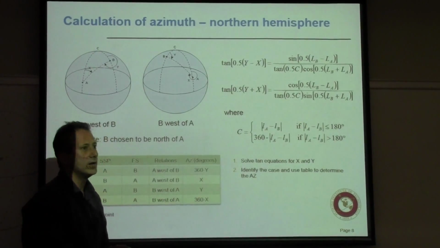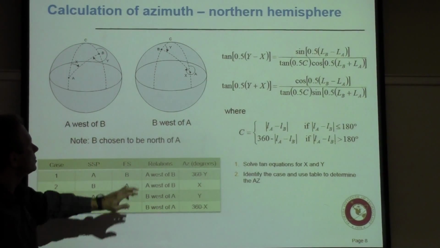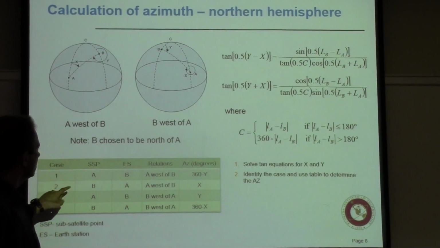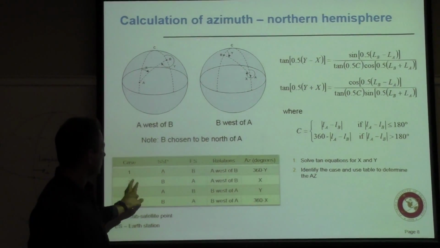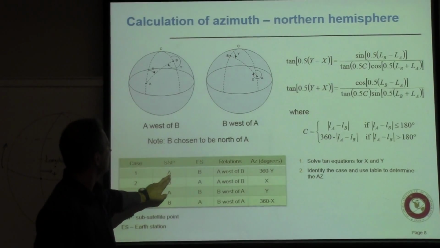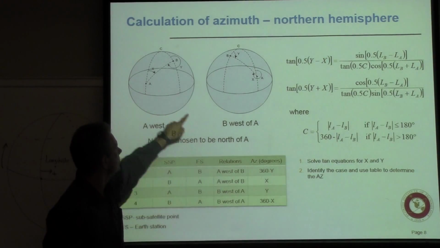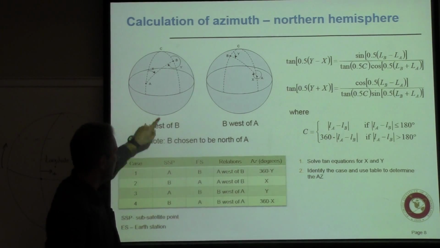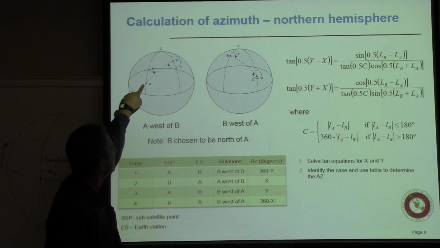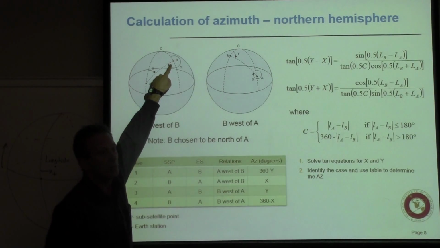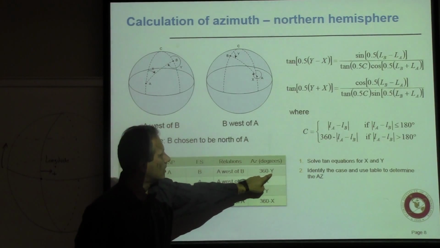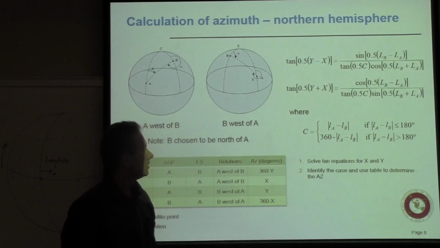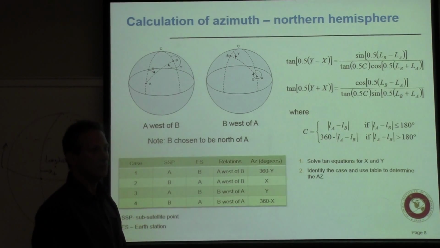You can solve for y and x, right? And once you know y and x, then you match your scenario to one of these cases. So if you're, let's say, case 1, that means subsatellite point is in a case 1, A is west of B, so this is the scenario. And case 1 says the subsatellite point is here, and the Earth station is at point B. Then you would calculate x and y, and whatever you get for y, you take 360 degrees minus y, and this is the azimuth that you need to point.